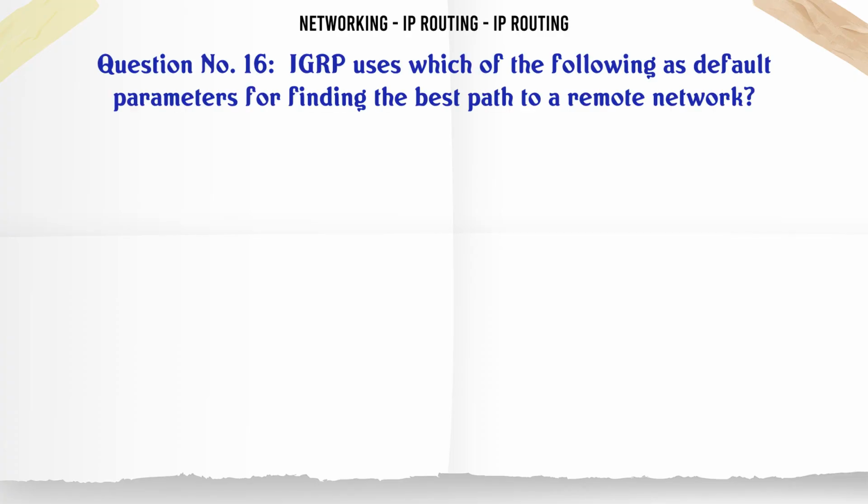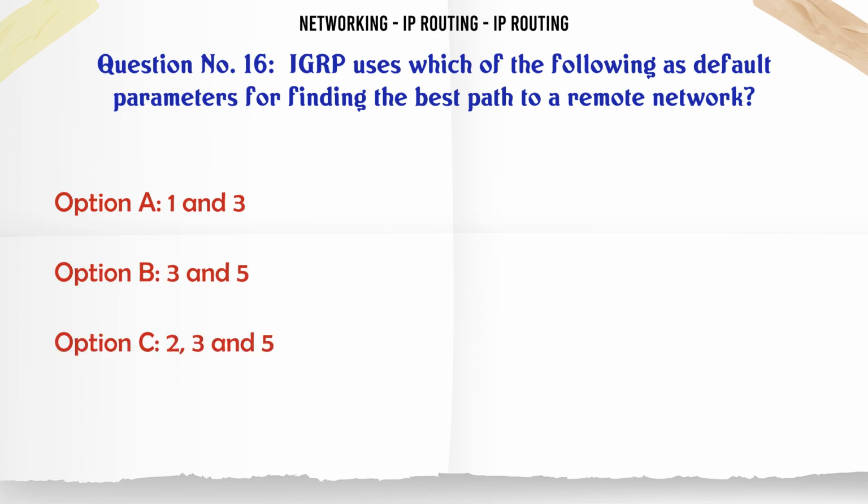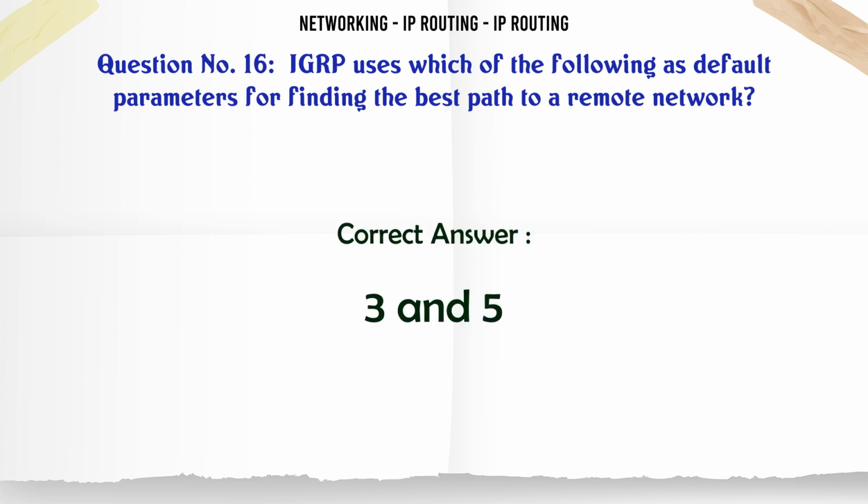IGRP uses which of the following as default parameters for finding the best path to a remote network? A. 1 and 3. B. 3 and 5. C. 2, 3 and 5. D. All of the above. The correct answer is 3 and 5.